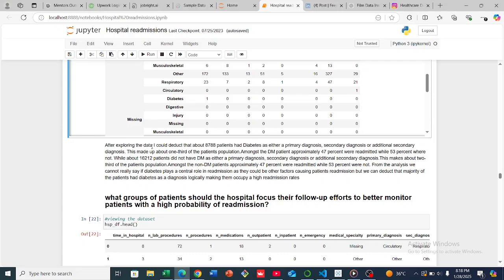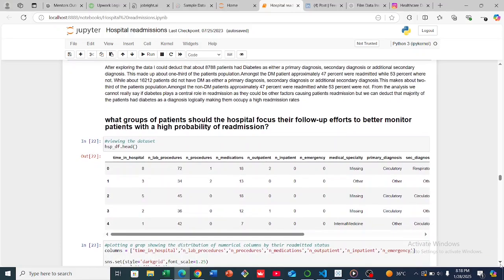From the analysis, we cannot really say that diabetes plays a central role in readmission, as there could be other factors causing patient readmission, but we can deduce that the majority of the patients had diabetes as a diagnosis, logically making them occupy a high readmission rate. So those were the results from this analysis I conducted, and you could see I stated it clearly there.